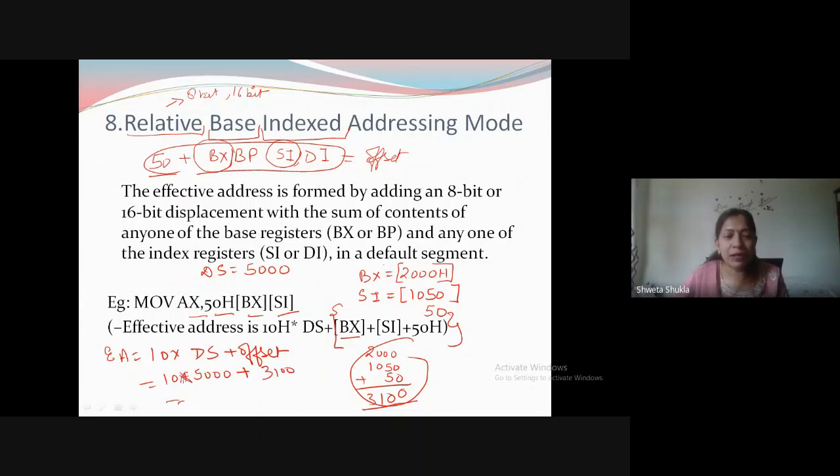I'm sorry, this is multiplication. Remember this thing. It becomes 50000. Am I right? Yes. Plus 3100. And now the answer is 53100H. So you get the final effective address like this. Remember, in case of relative base index addressing mode, you are using some relative value. Then you are using the value which is present in the base register. Then you are using the value which is present in the index register. And then you will finally find the offset address.